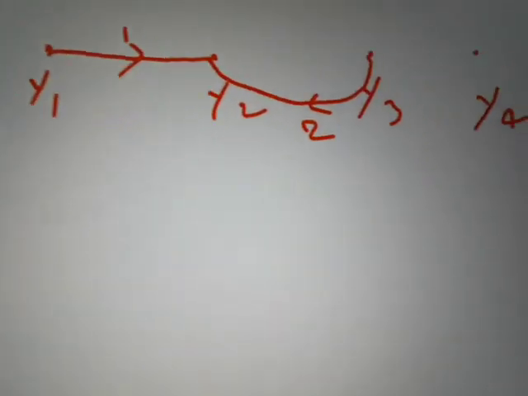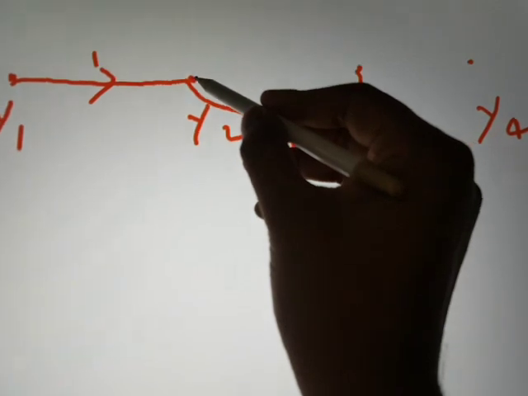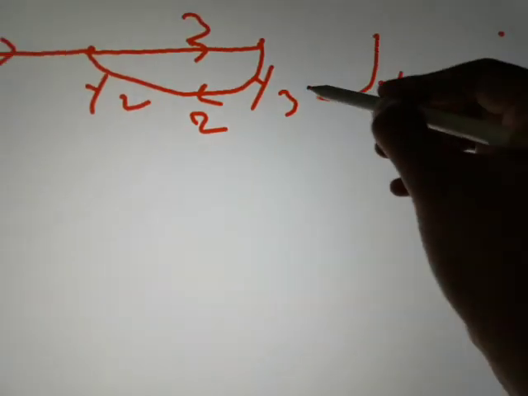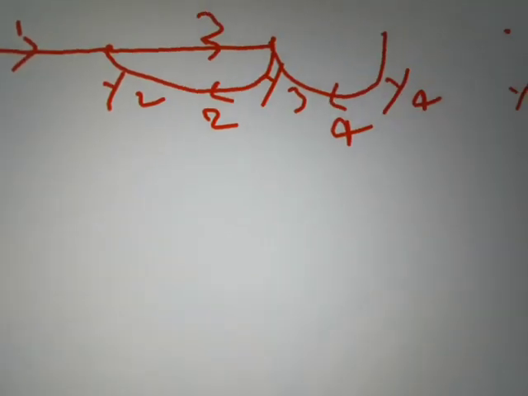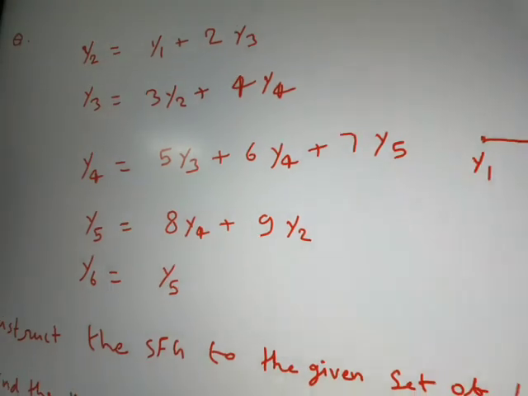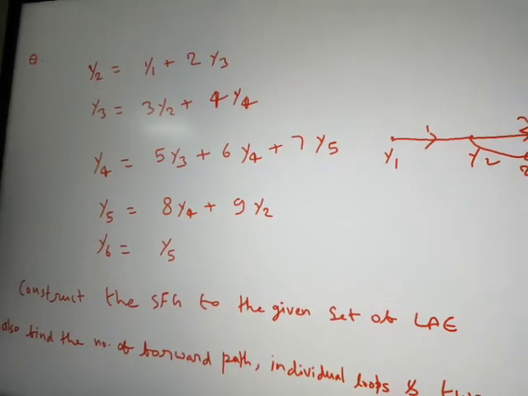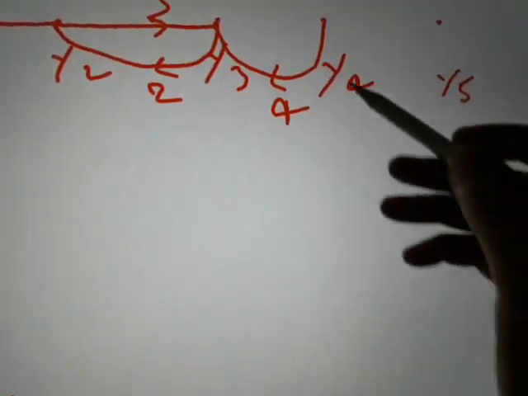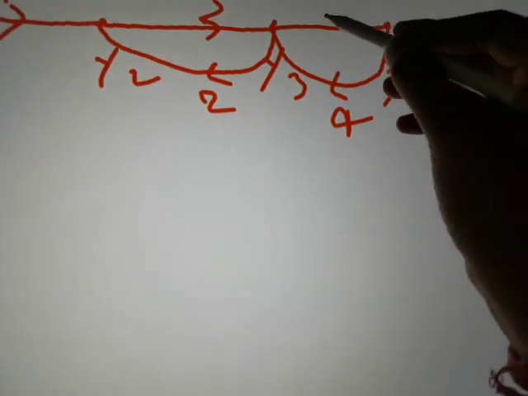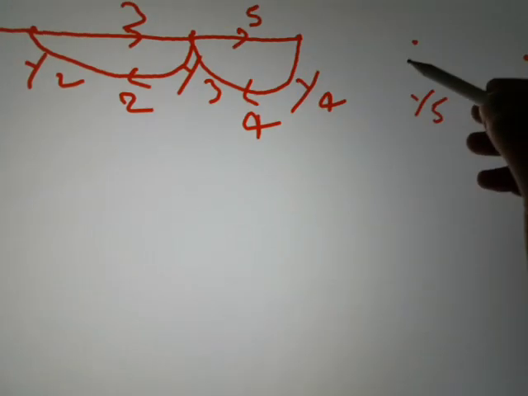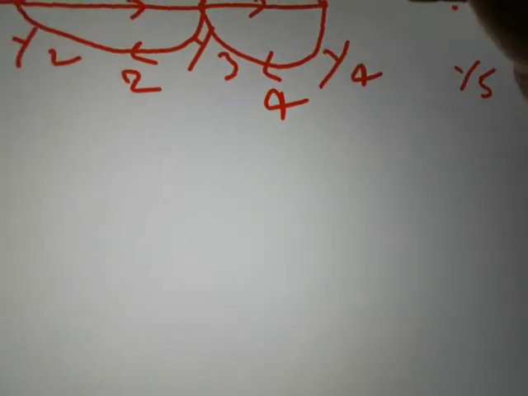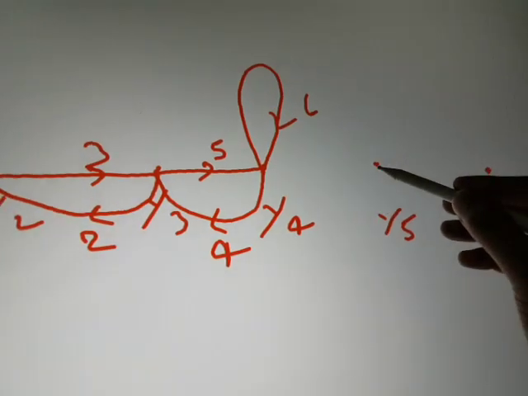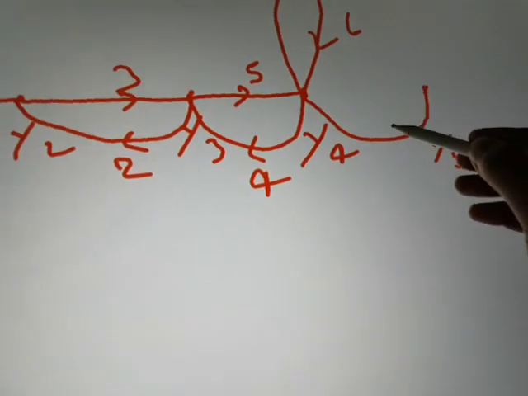So y3 equals 3y2 plus 4y4. Now the next equation, y4 equals 5y3 plus 6y4 plus 7y5. So y4 equals 5y3, plus 6y4, plus 7y5.